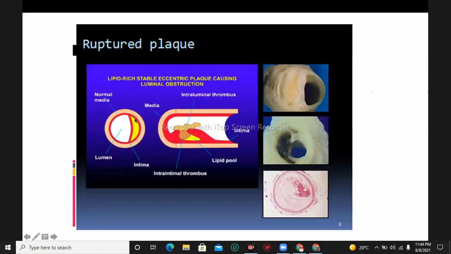So that plaque can be a stable one, as shown here, where it's covered by this fibrous capsule. But that capsule can rupture. It may become compromised due to stress within the blood vessel. And when that happens, you get a clot forming within the vessel, which occludes the vessel completely. And that is what causes your myocardial infarction.